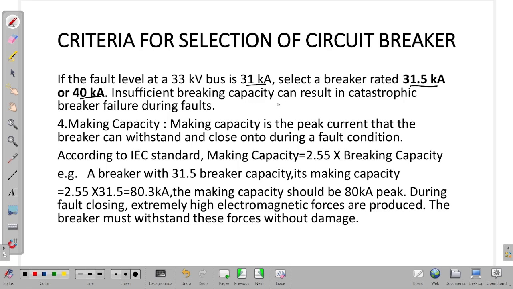Insufficient breaking capacity can result in catastrophic breaker failure during faults. So this should be properly adhered to.